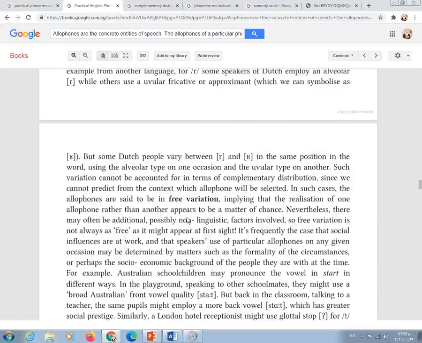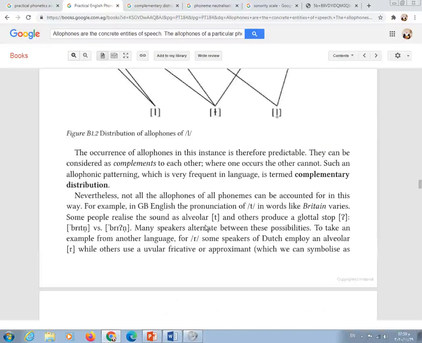Let me tell you, free variation here has to do with a replacement of sound. And here we have the example. The word Britain could be said with a T, as in Britain, or the T could be pronounced as a glottal stop, as in Britain.